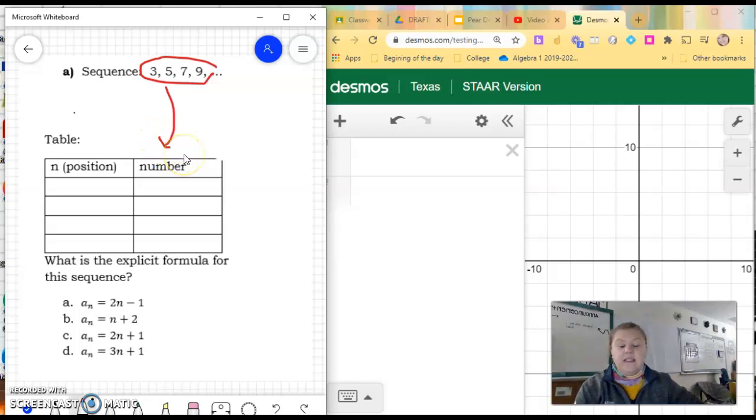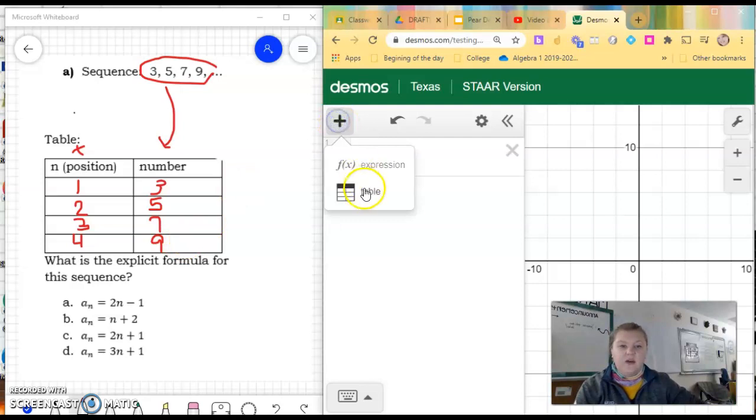Now, guys, when you make a table for your sequence, your x values in this case are your position. So what that means is the order of the number. Since this is the first number, it is 3. Okay, so my x values are the order. So my second number is 5. My third number is 7. And my fourth number is 9. Okay, so notice again, this is the order of the number and this is the actual number.